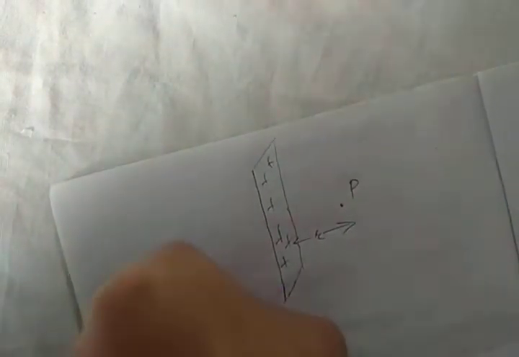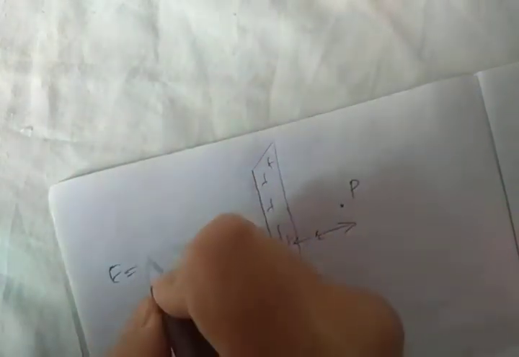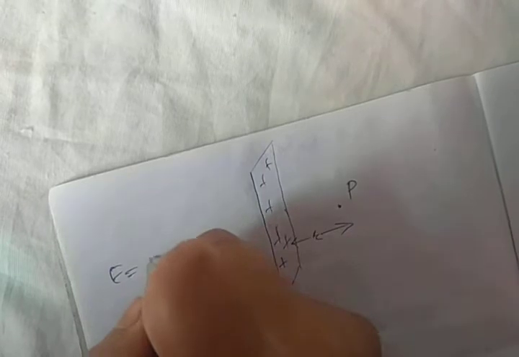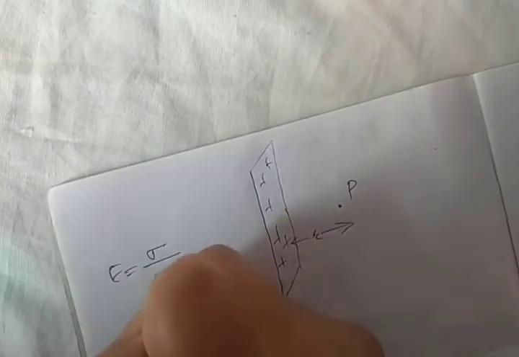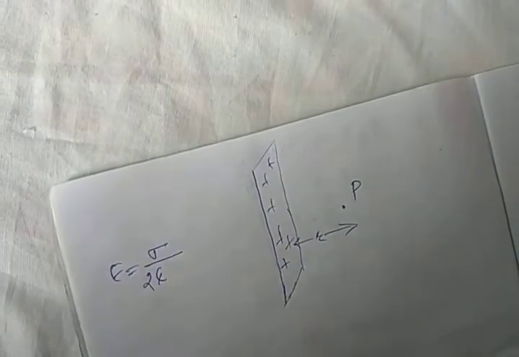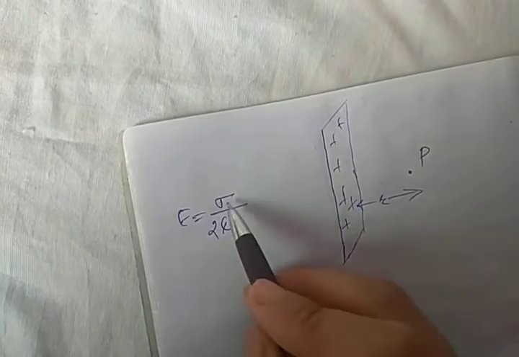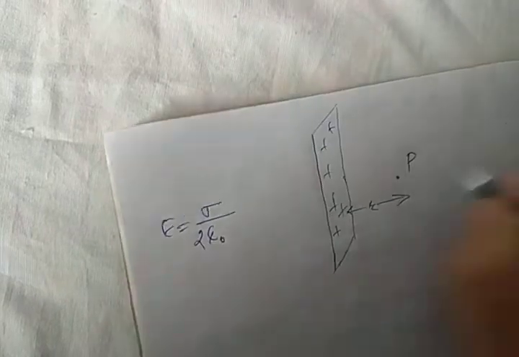Now what we had seen is that the electric field intensity due to a charged plate, supposed to be an infinite charged plate, at a certain point P is independent of the distance, and you can check that derivation. It was sigma by 2 epsilon naught, due to a single charged plate, where sigma was the surface charge density.